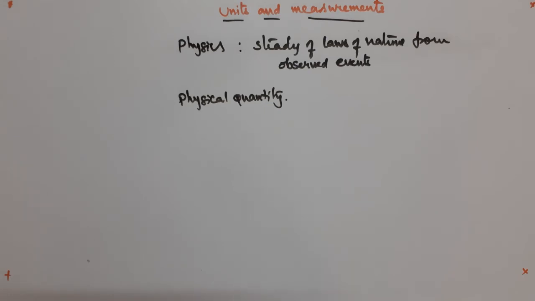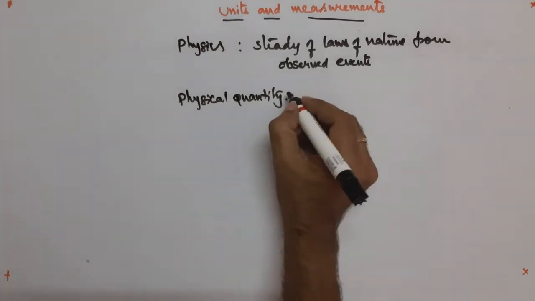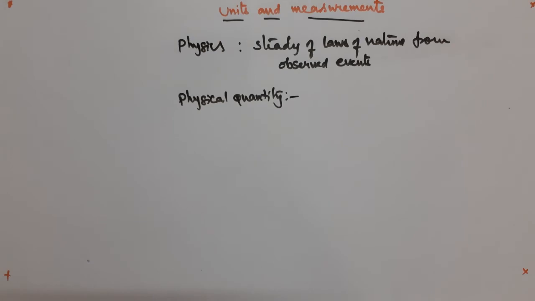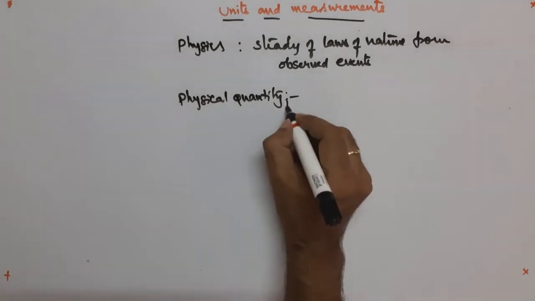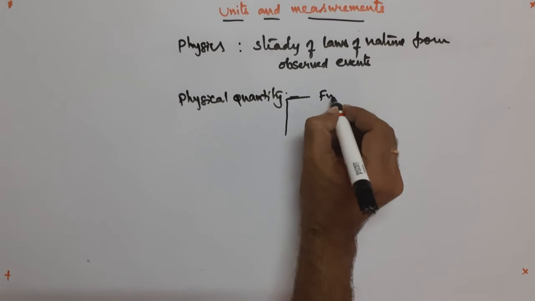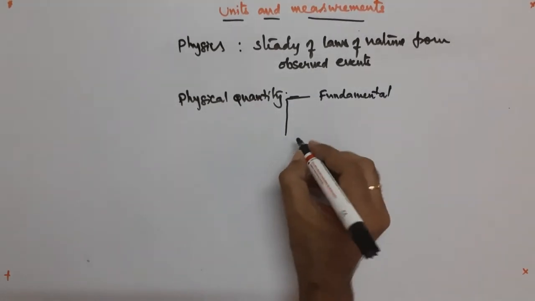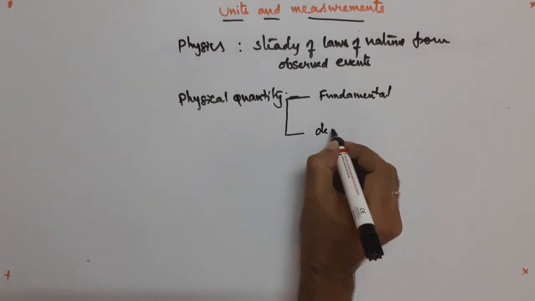The quantities by means of which we can measure or determine the laws of the physics are called as the physical quantities. The physical quantities are of two types. One is fundamental physical quantities. Second one is derived quantities.